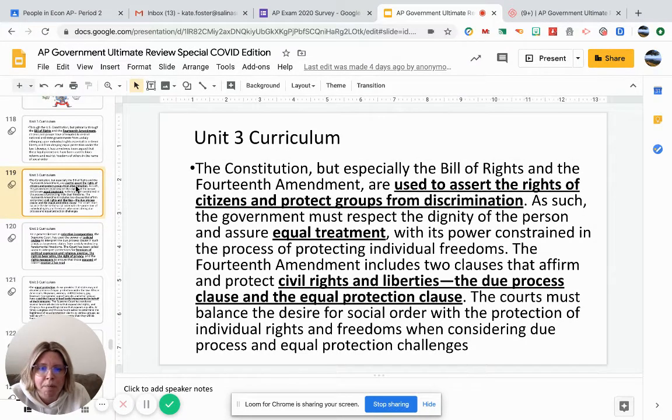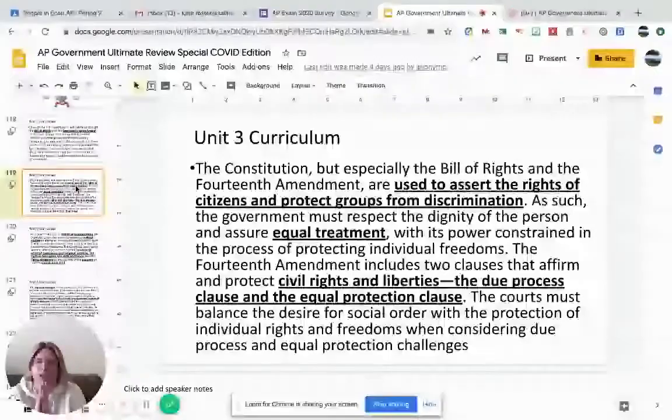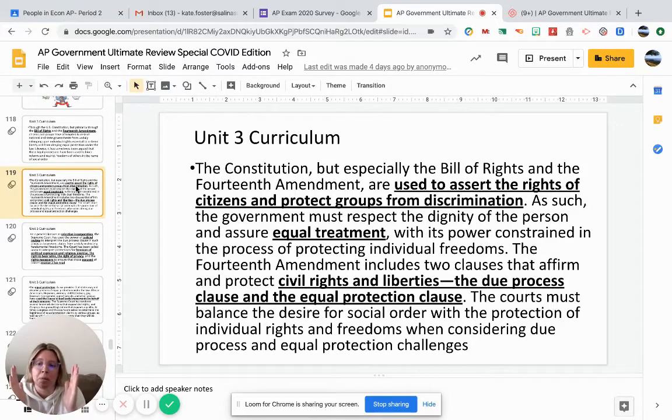The 14th Amendment includes 2 clauses that affirm and protect civil rights and liberties, the Due Process Clause and the Equal Protection Clause. So due process is just the idea that we all need to have the same fair process, and no matter what my race or my gender is, I should get the same legal process and the same legal protections as everybody else. And then equal protection is basically that I should be treated the same under the law. We shouldn't have a law that's only for this race or only for this gender. That's not fair. That's not right.